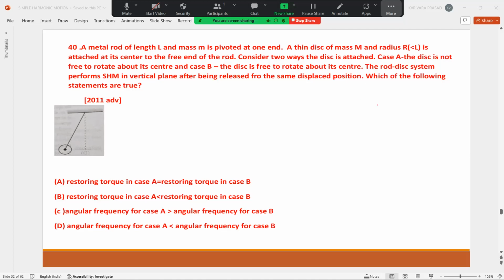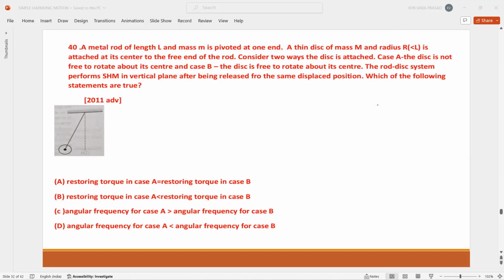Hi students, in this lecture we are going to discuss previous IIT problems. See the first one. This is a 2011 advanced problem. Let us see what's the data given.